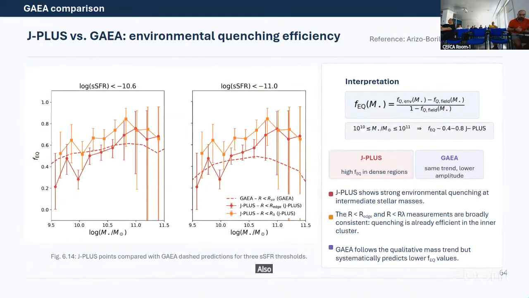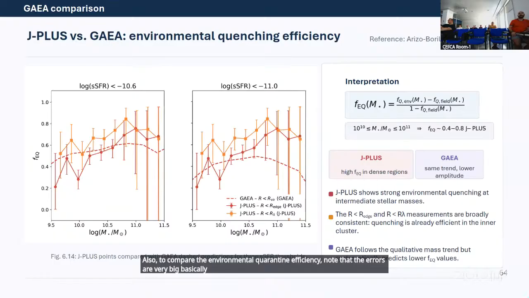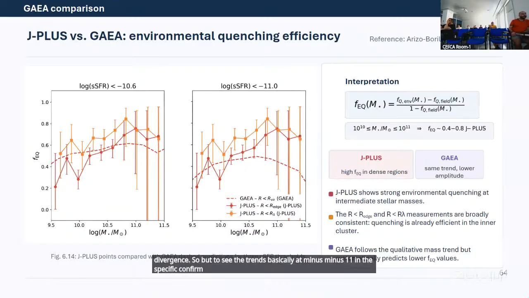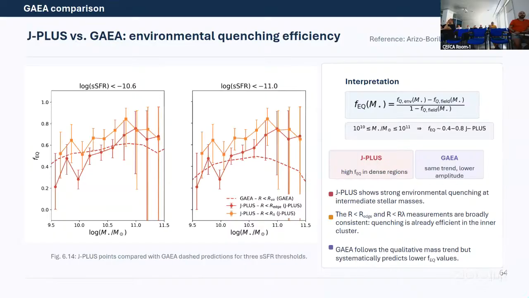Also, to compare the incremental quenching efficiency, note that the errors are very big, basically because this equation is troublesome. Basically, at high redshift and high stellar masses, this equation diverges. But to see the trends, basically at -11 in the specific star formation rate, we see that there is less quenching efficiency compared with our work from J-PLUS.